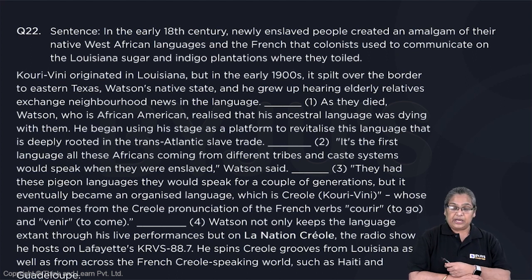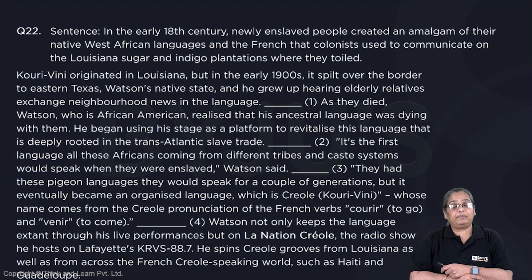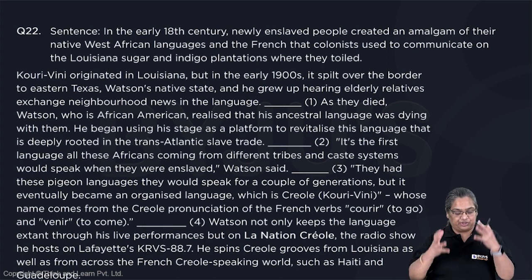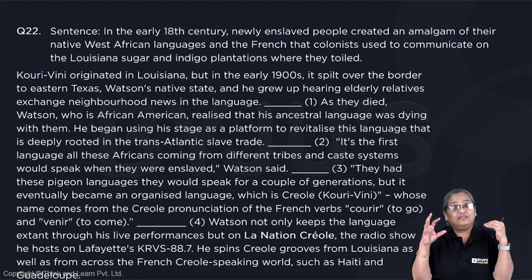What's the sentence given to us? In the early 18th century, newly enslaved people created an amalgam of their native West African languages and the French that colonists used to communicate on the Louisiana sugar and indigo plantations where they toiled. In the 18th century, newly enslaved people created an amalgam, a mixture of their native West African languages and the French. Colonists used French.